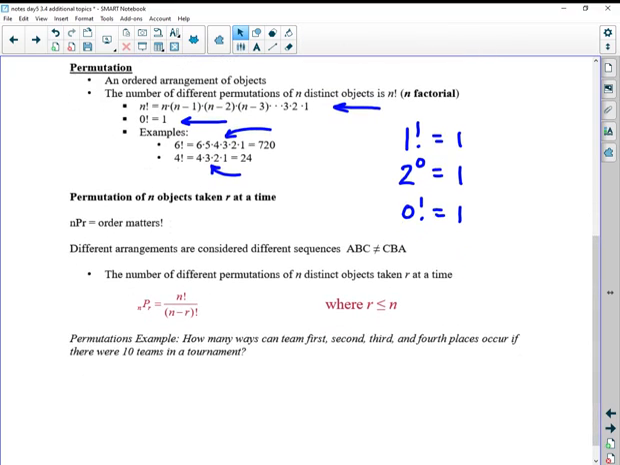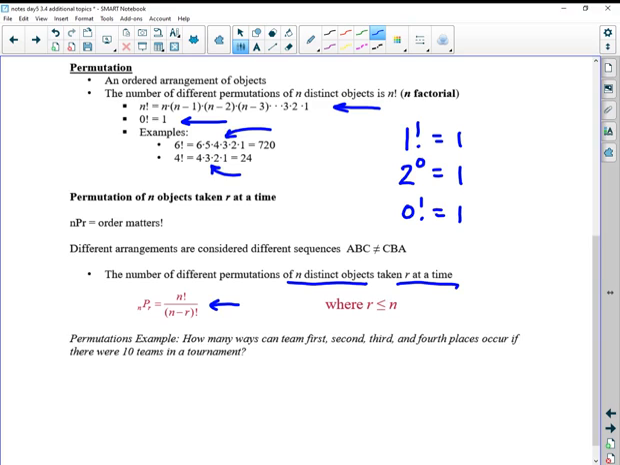Okay, so if we have order that matters, we have nPr. That's when you have no replacement. You have n distinct objects. You're going to take r of them at a time. And so then we can see our formula, n factorial over n minus r, whatever that difference is, factorial.